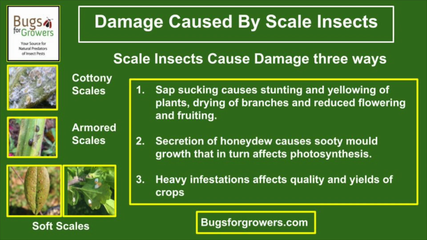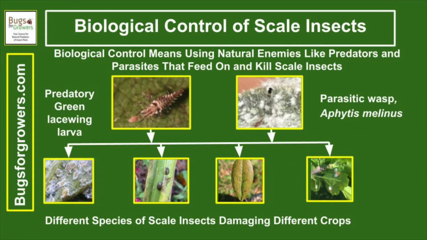Ants increase the population of scale insects because they protect them in exchange for honeydew. Chemical control often fails because the insects are protected by their covering. Also, repeated spraying of pesticides kills beneficial insects and causes scale insects to rebound. Therefore, biological control is the safest and most effective solution.